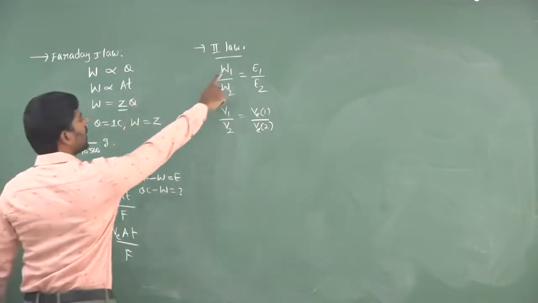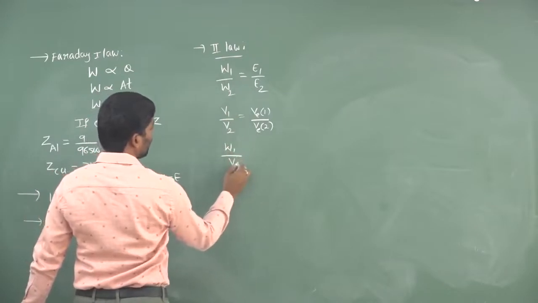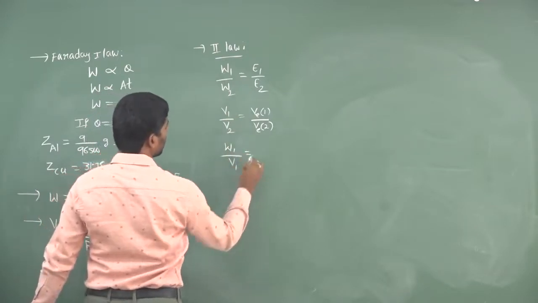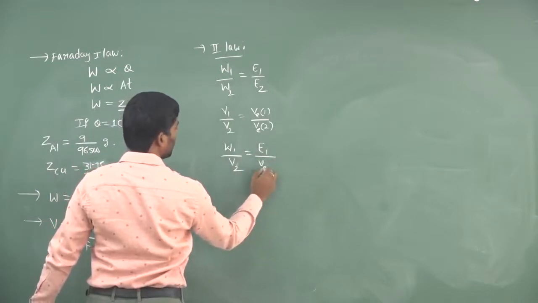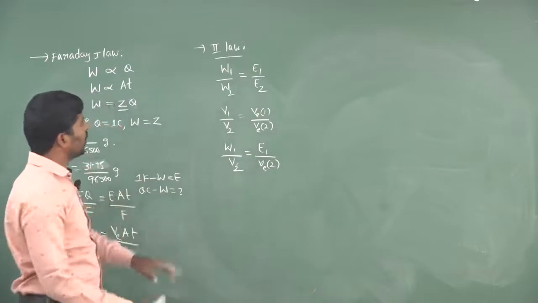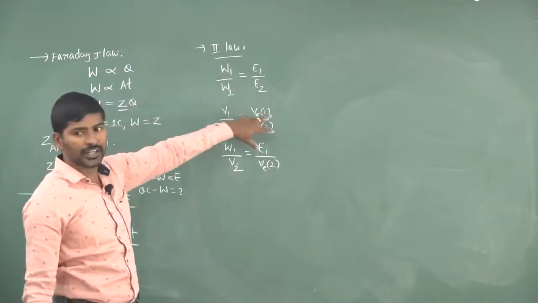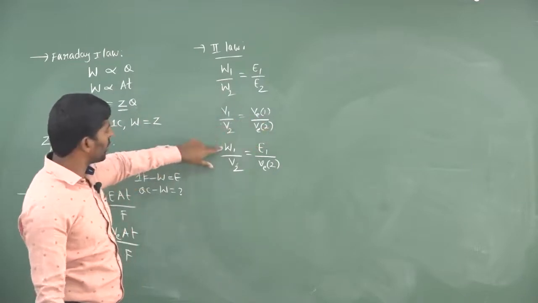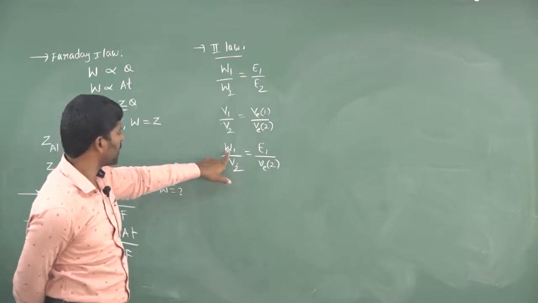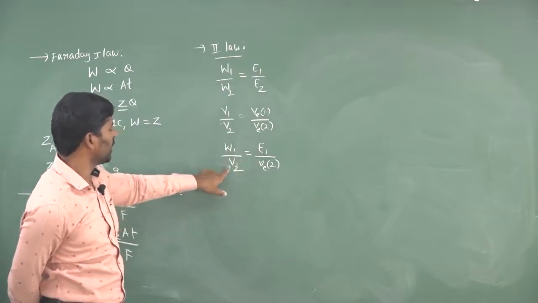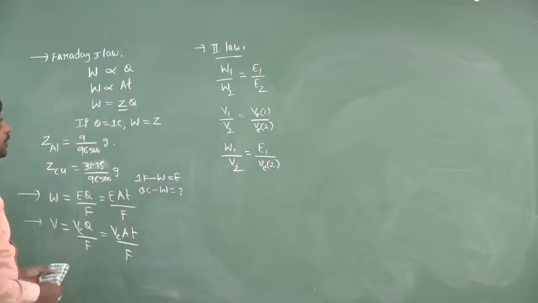If one is given in weight and another is given in volume, then W1 by V1 is equal to E1 divided by the equivalent volume of the second. If both are given in weights, we get equivalent weights, and if both are given in volumes, we get equivalent volumes. If one is given in weight and another in volume, here we substitute equivalent weight, and here, where we want to get volumes, we substitute equivalent volume.